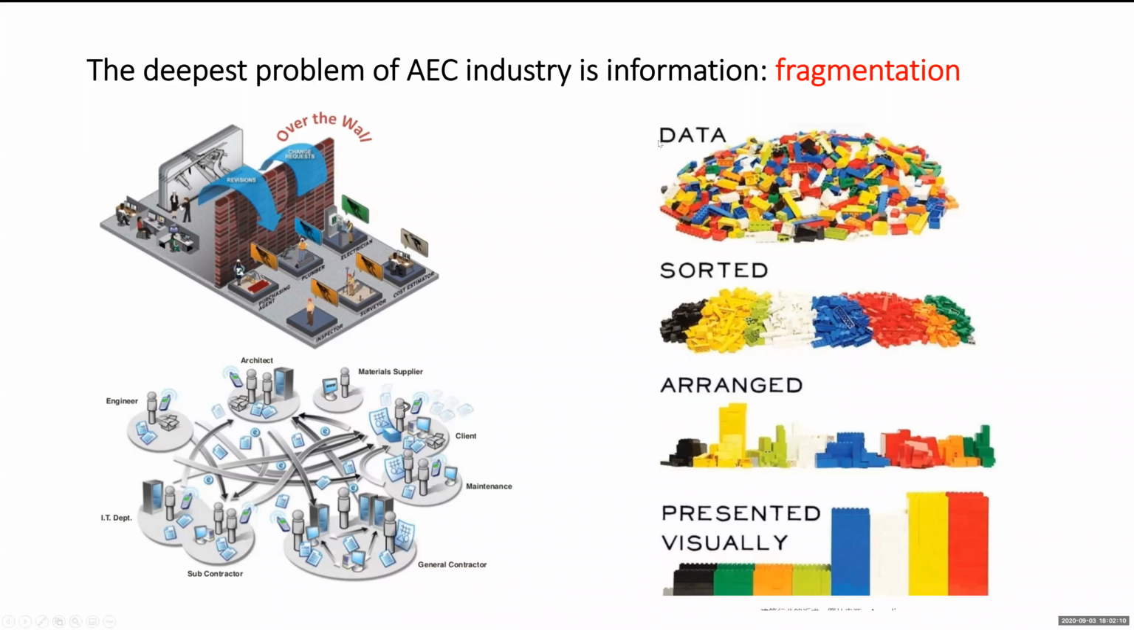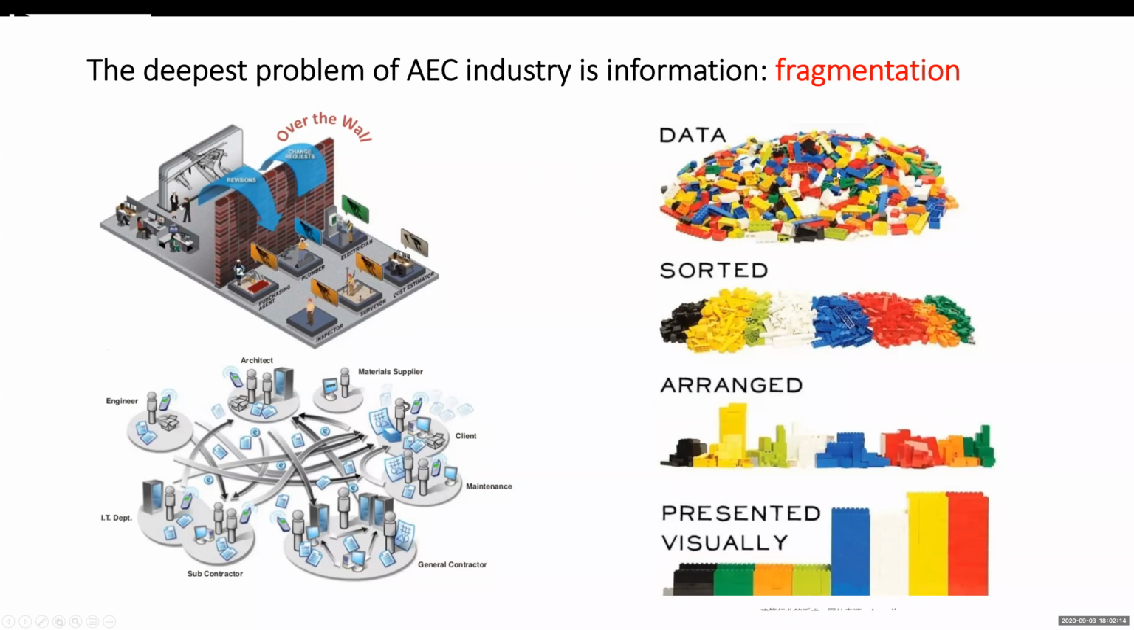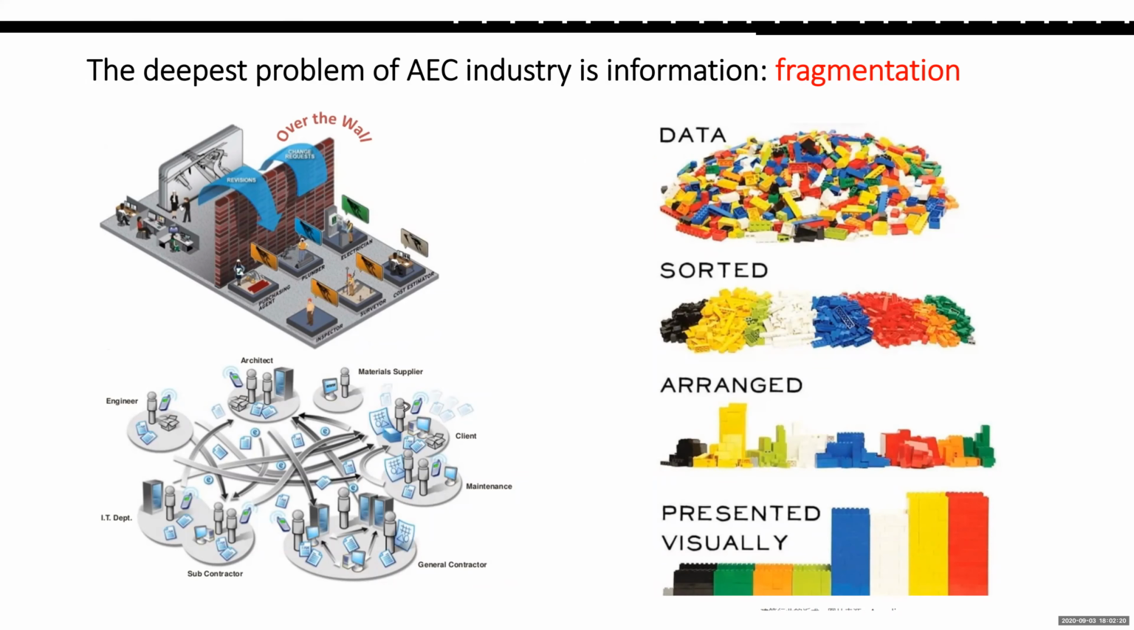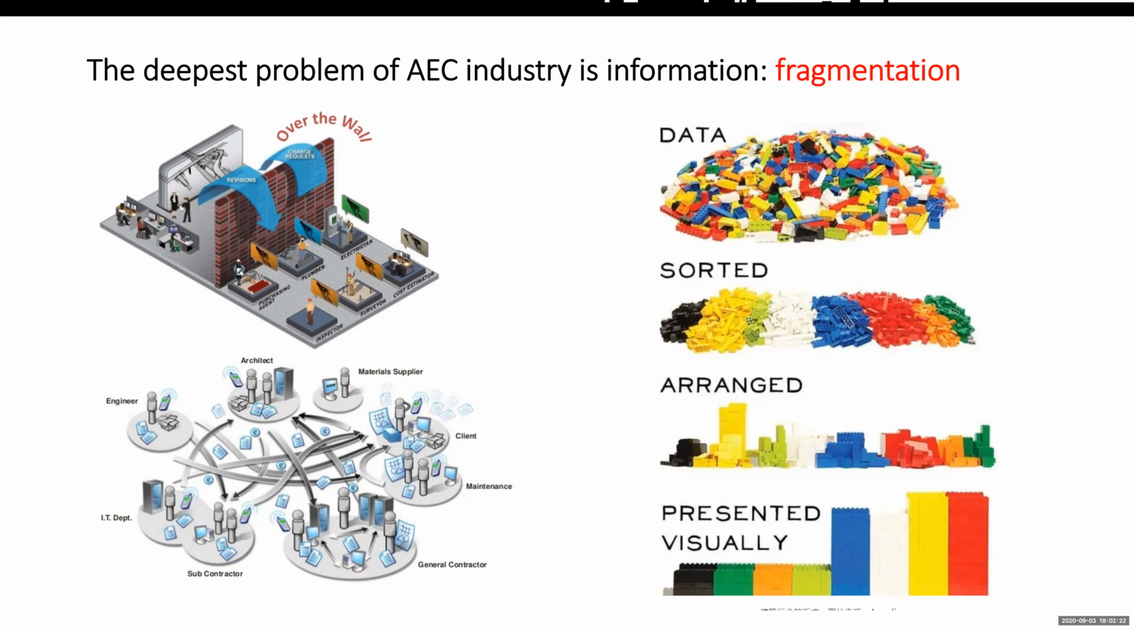Because of that, the data in our industry looks like this. So what is our ultimate goal? Number one, we want to sort the data. Engineering data should come together, design data should come together, and also cost data should come together, scheduling data should come together. So we want to sort them, we want to arrange them.